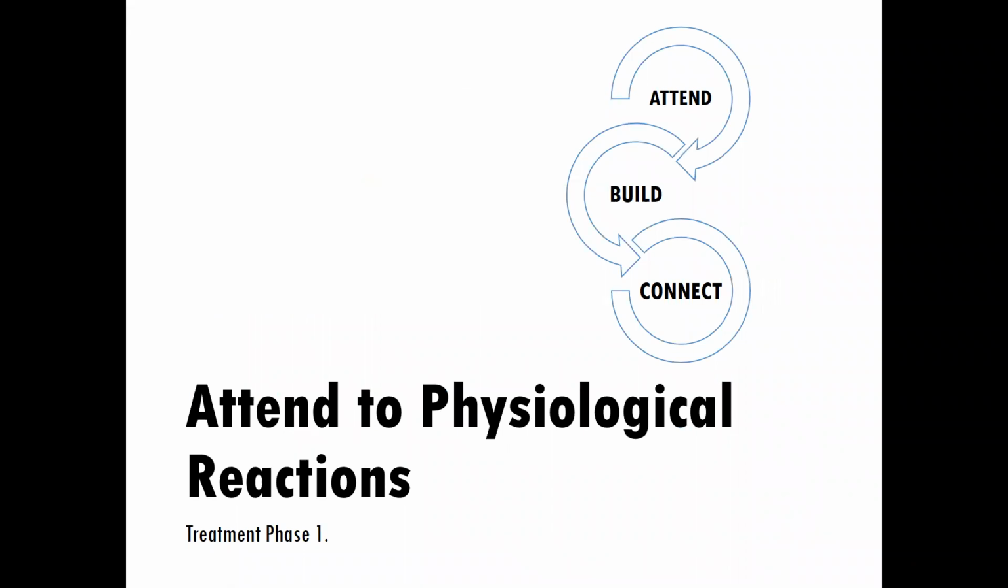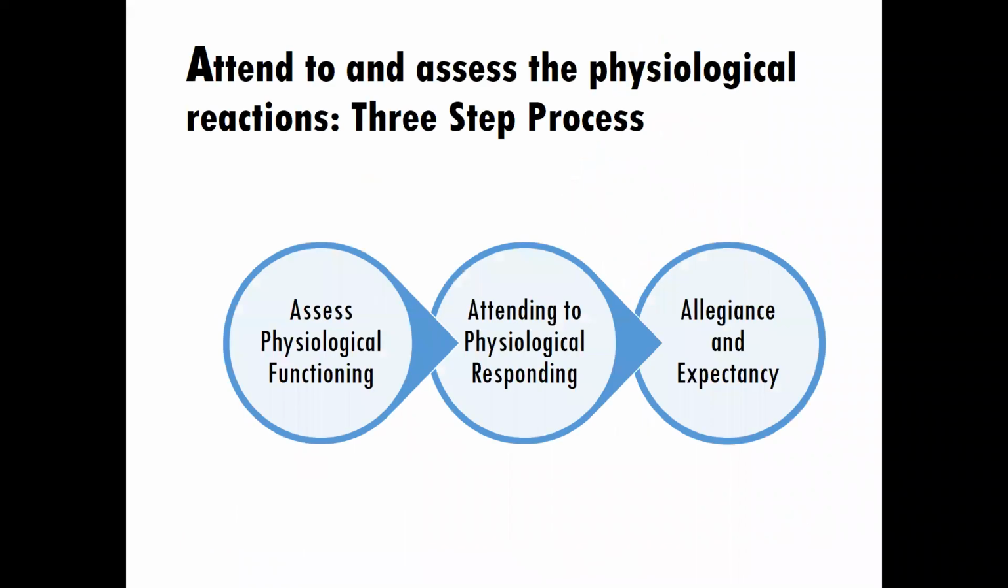So let's look first at attending to physiological reactions, which is the first treatment phase. There is a three-step process that we'll be outlining in this first phase of treatment. We'll be looking at assessing physiological functioning, or neurophysiological functioning, I should say, and attending to neurophysiological responding in the actual session with the client. By the way, the first step is usually evaluating functioning in the client's daily life before they came into the first session. Whereas responding, the second part of the second step, I should say, has to do with evaluating how the client is responding in the session itself.